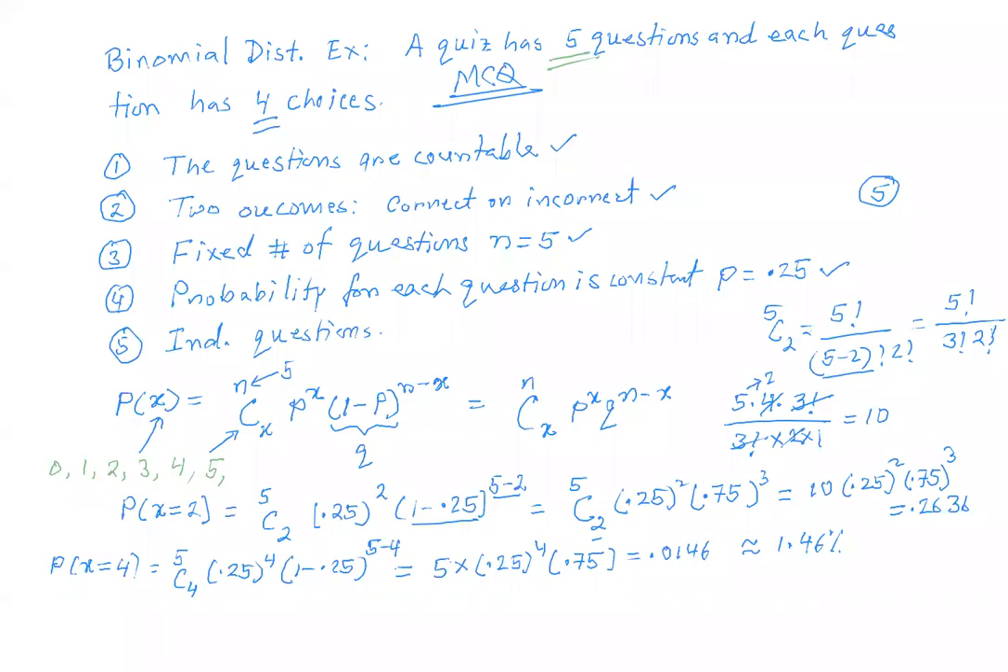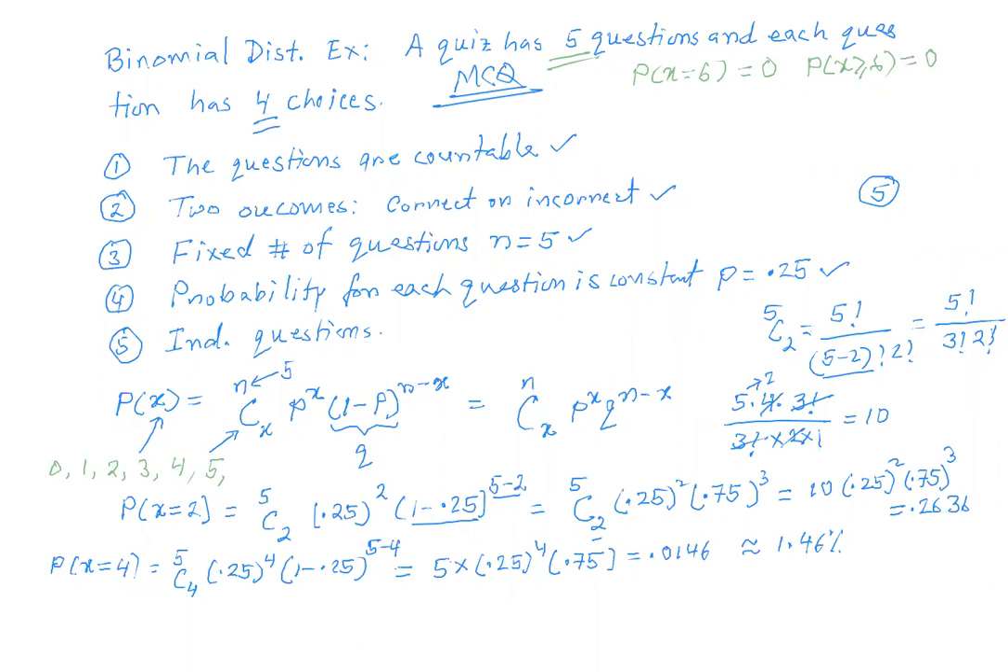Yes, you could ask for the probability of x equal to 6, sure, why not? But in that case, that probability will be 0 because you have 5 questions. You cannot get 6 correct. As a matter of fact, the probability of x greater than or equal to 6, any number like 6, 7, 8, 9, 10, is actually 0.